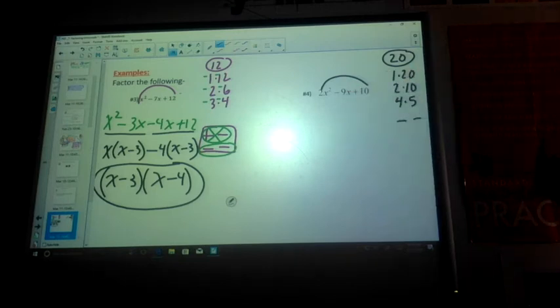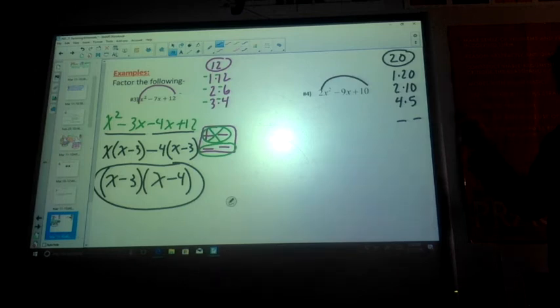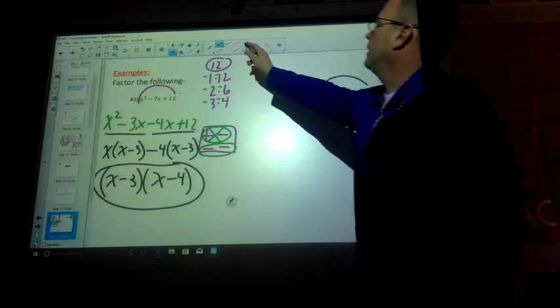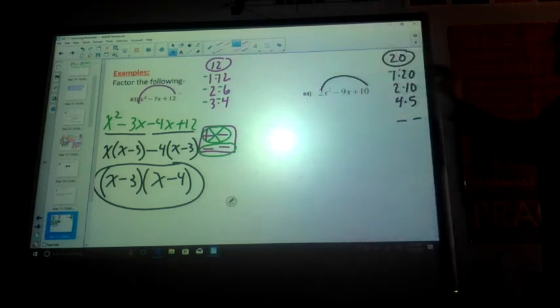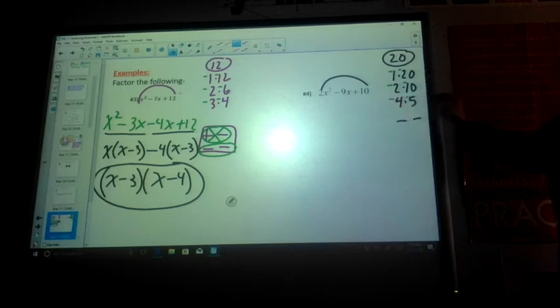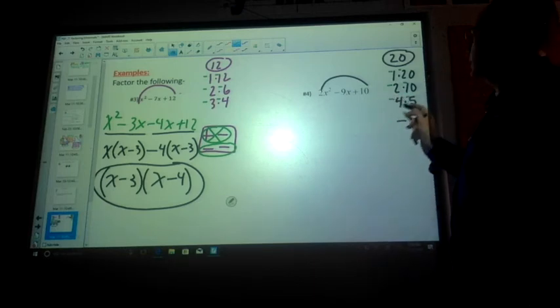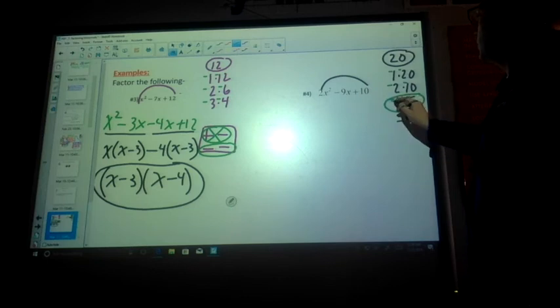All right. So now, both of them have to be negative. Still with me? Both have to be negative. So if I combine -1 and -20, if I add those together, do I get to -9? No, that's -21. That doesn't work. What about negative 5? Does that work? No. That gives me -12. That's not -9. But does this work? Absolutely. Okay, so this is what I'm going to use.